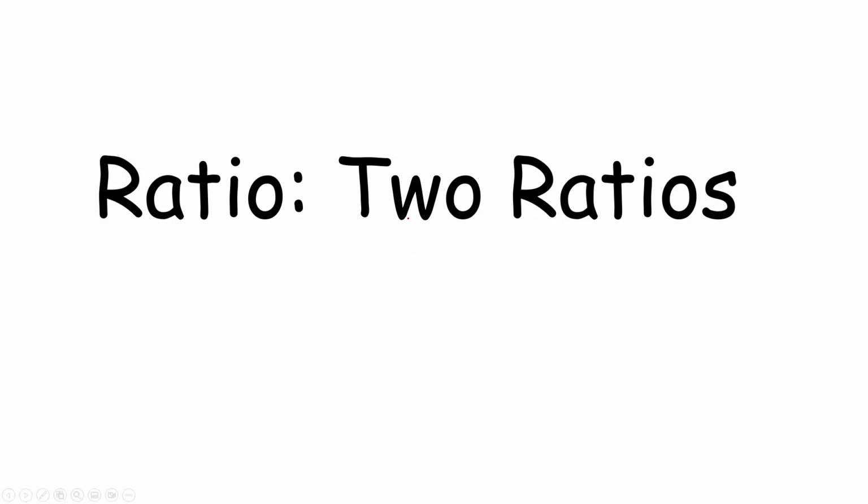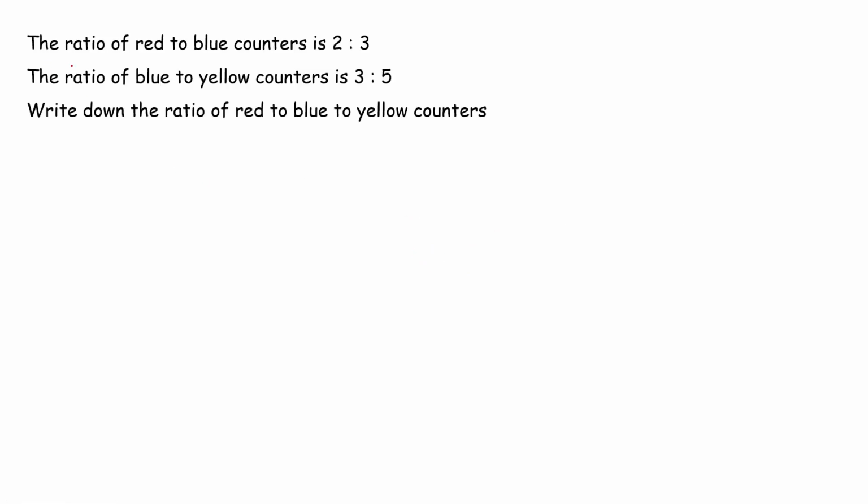Okay, so we're now on to two ratio problems, and let's get into it. So the ratio of, in fact, let's get a highlighter out. That's going to be very useful for this one. It says the ratio of red to blue counters is 2 to 3, and the ratio of blue to yellow counters is in a ratio of 3 to 5. Write down the ratio of red to blue to yellow counters.